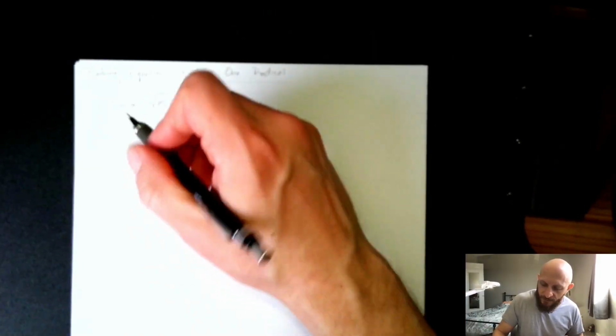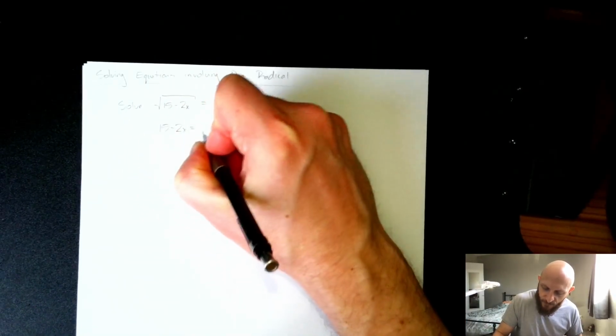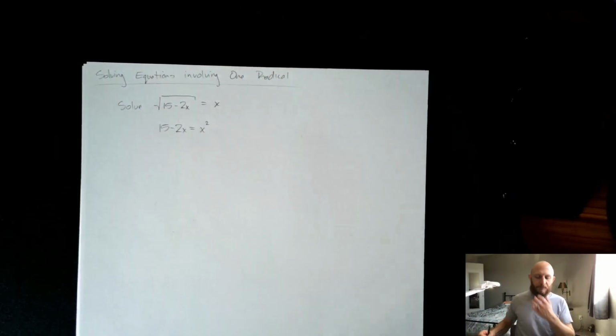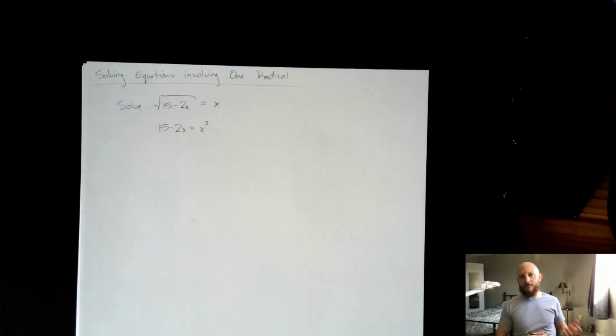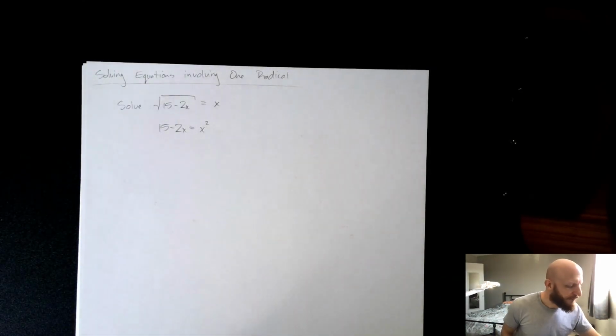If we square the left-hand side, we get 15 minus 2x. And if we square the right-hand side, it becomes x squared. So now we have a quadratic, and you can choose whatever method you like for solving the quadratic. This one, I believe, factors.